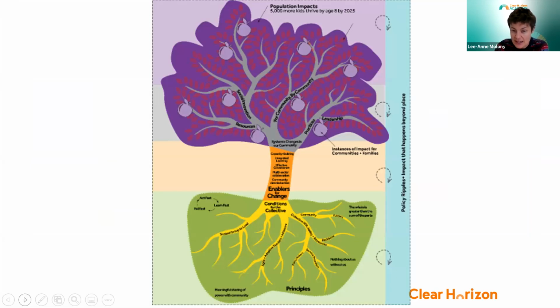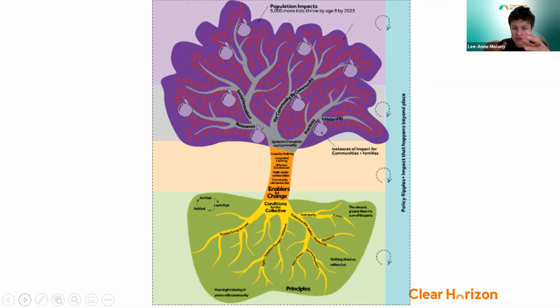This is a real program theory model that was developed at Clear Horizon for a client, and it was around improving the outcomes for children around the age of 8. It was around them thriving, so them having a better start in life and being in a better position by the age of 8 in a particular area where that wasn't the case. And the way they've described it is they've visualised it as a tree, and they've thought about the roots as being the ways in which they work to create change.